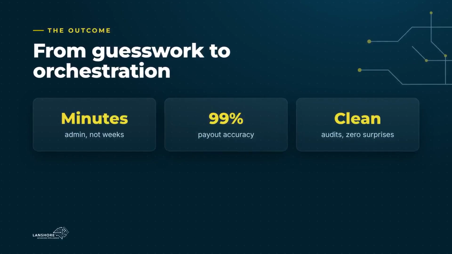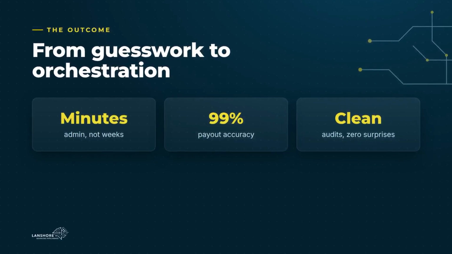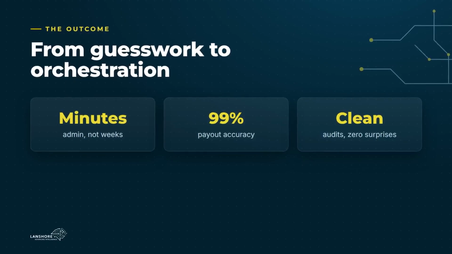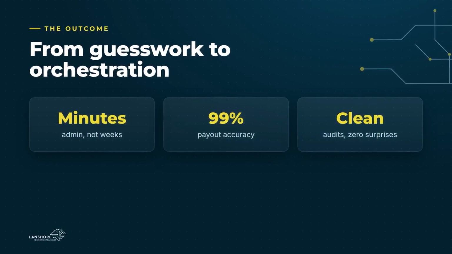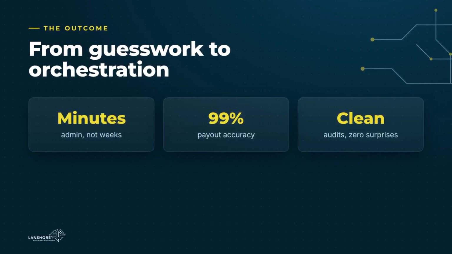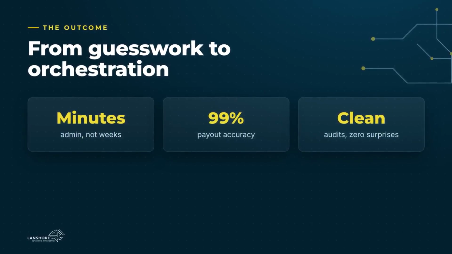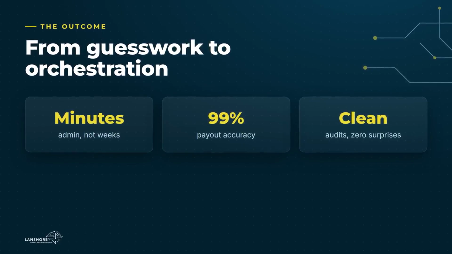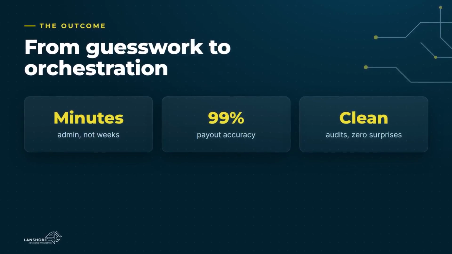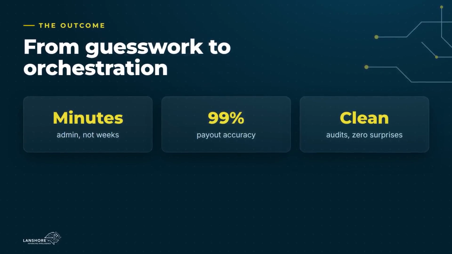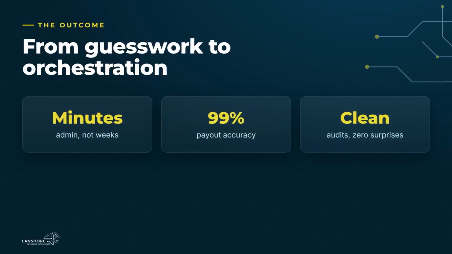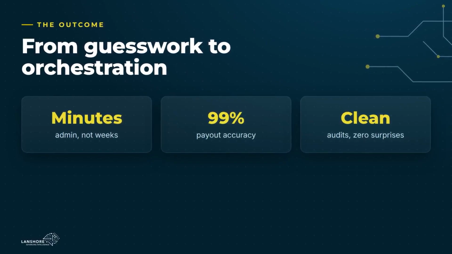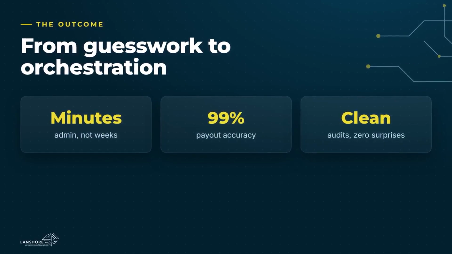So what does good look like? With these 5 controls in place, our clients typically see 3 things. Comp cycles that used to take weeks close in days. Payout accuracy reaches 99%, and disputes drop sharply because every number is explainable. And audits become boring. Clean SOX controls and 0 comp findings.